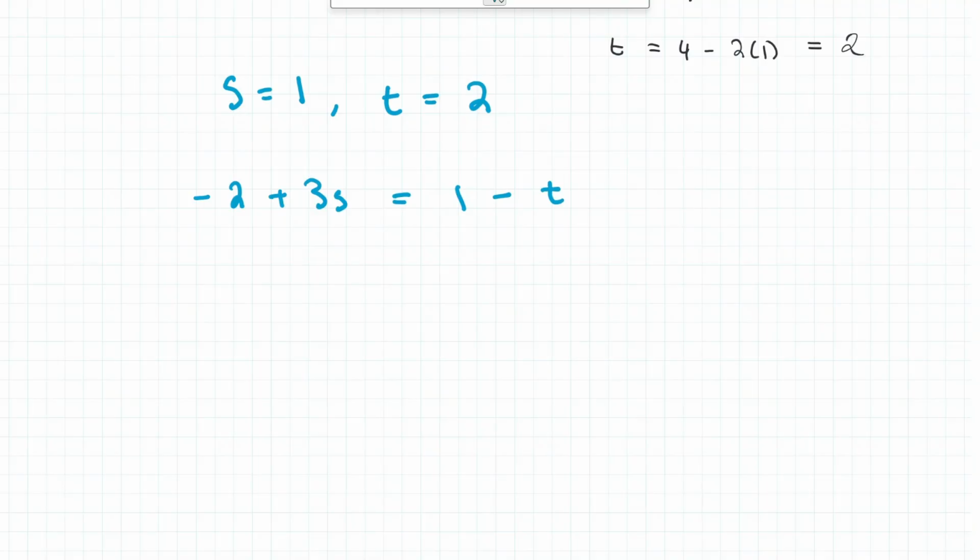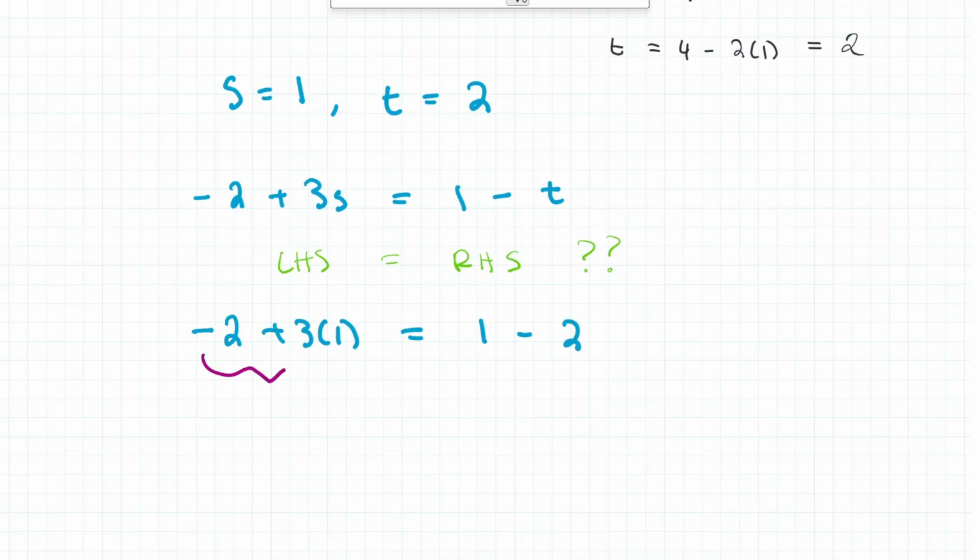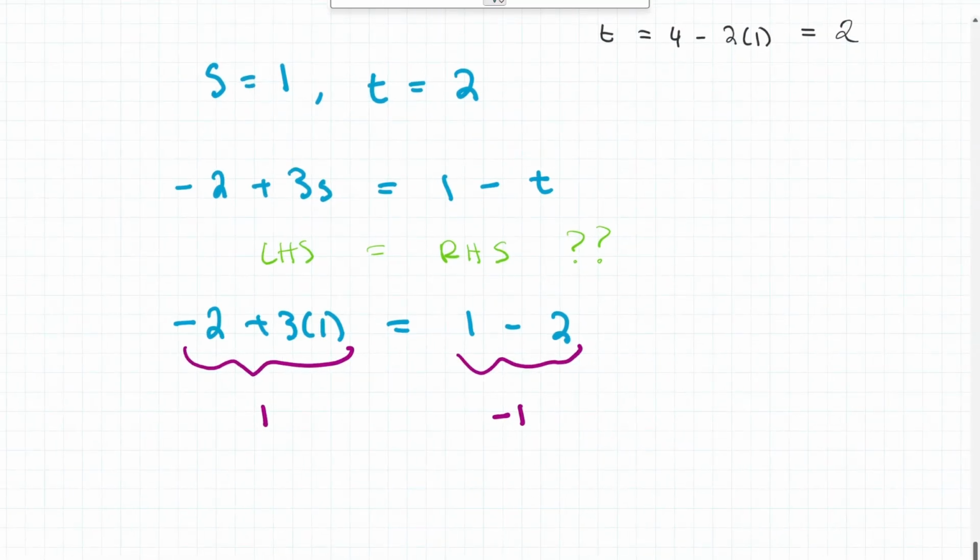We want to see, does the left-hand side equal the right-hand side? And that's going to be our test to see whether these values for s and t work. So let's do that. So we have negative 2 plus 3 times 1 equals 1 minus 2. On this side, what do we get? Negative 2 plus 3, so we get positive 1. And then on this side, we get 1 minus 2, which is negative 1. So here we can absolutely see that our left-hand side does not equal the right-hand side.